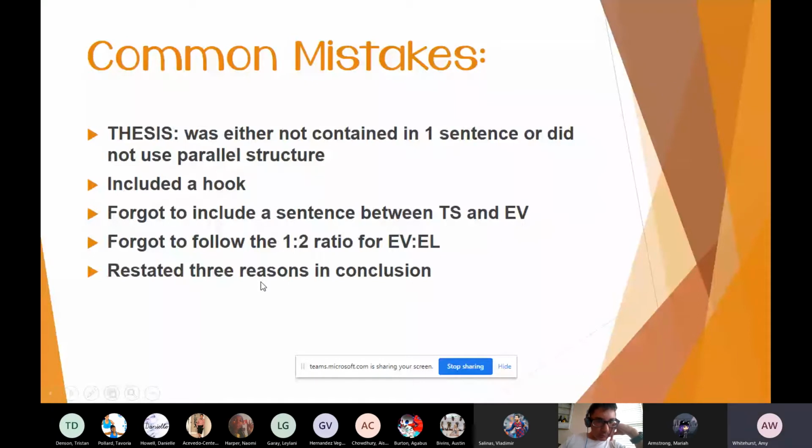Again, I know that this is something that you've been taught in the past, but restating those 3 reasons is typically redundant and unnecessary. So you might be wondering, well, what do I do instead? Just like with the hook, we will go over that later.